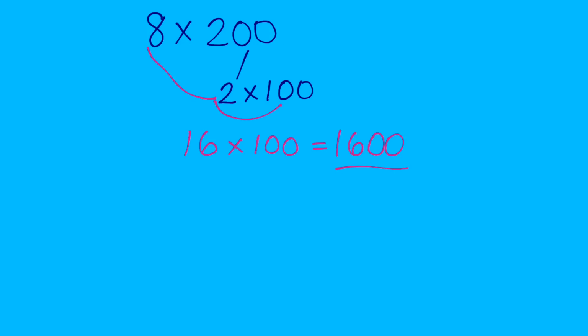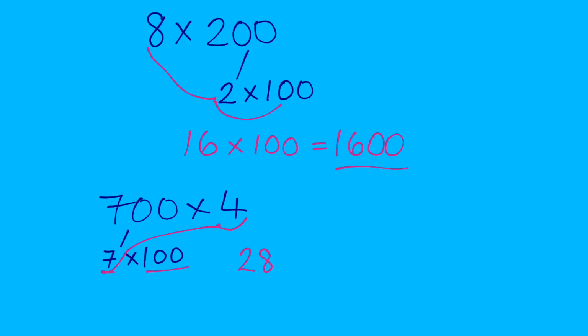Let's try another one. This time I want to do 700 times by 4. Now I know that 700 is the same as 7 times 100. So I'm going to start with my 4 and I'm going to times it by the 7. 4 times 7 is 28, and then I'm going to times that by 100. 28 times 100 is 2,800. So I know that 700 times 4 is 2,800.